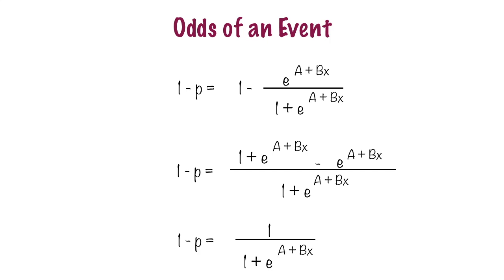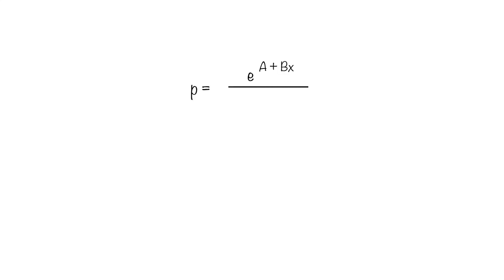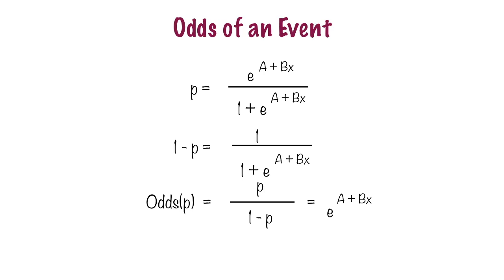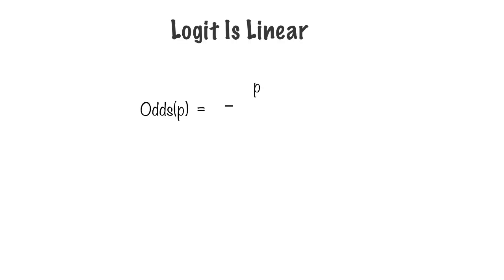But the bottom line is that you will be left with values for P and 1 minus P, which when divided by each other give a really nice formula. The odds of P simply work out to be e raised to the power a plus bx. Now it's simple enough for us to transform this equation by taking logarithms to the base e on both sides of this equation, and we end up with a straight line equation.